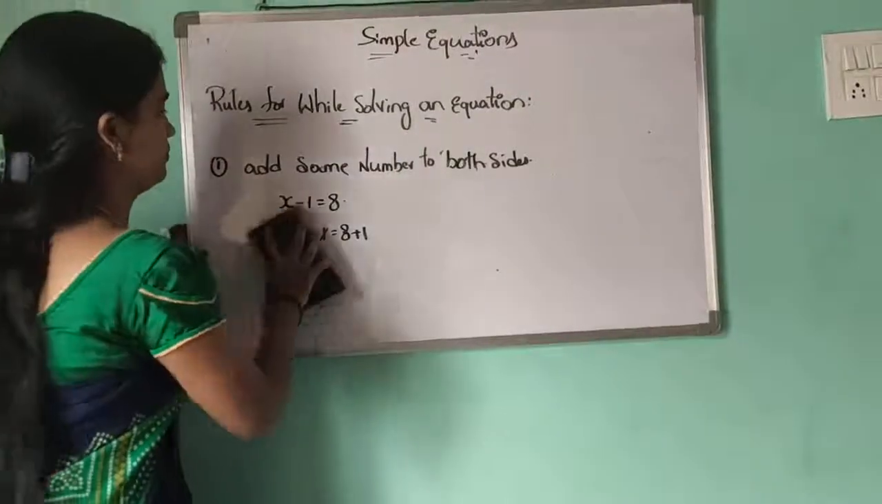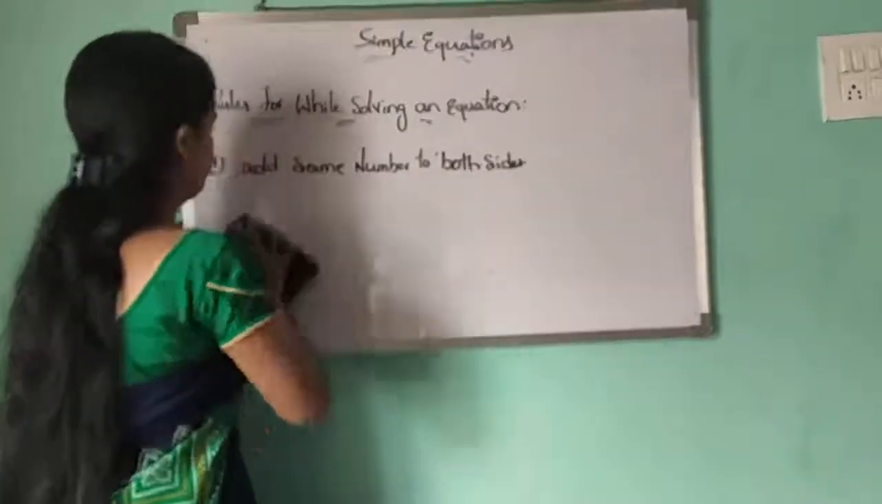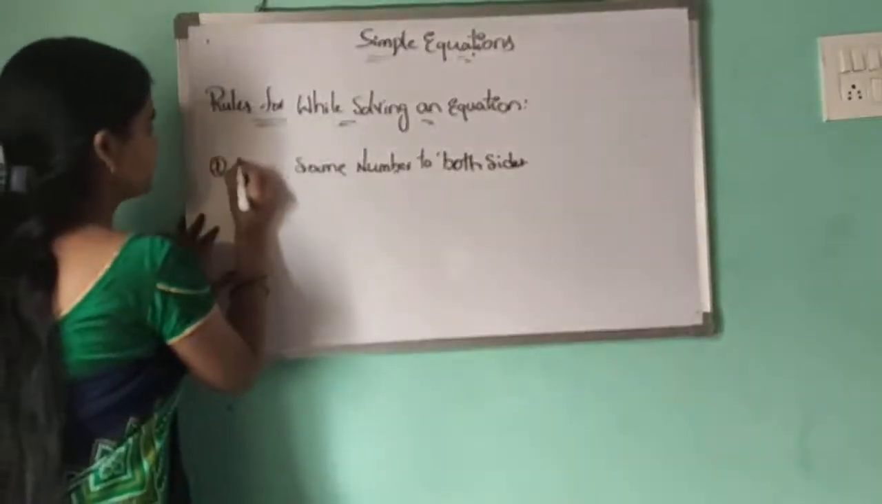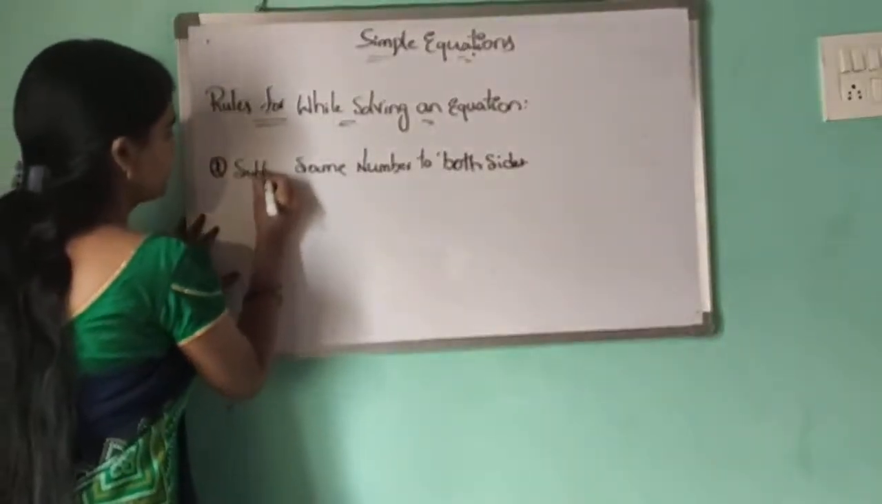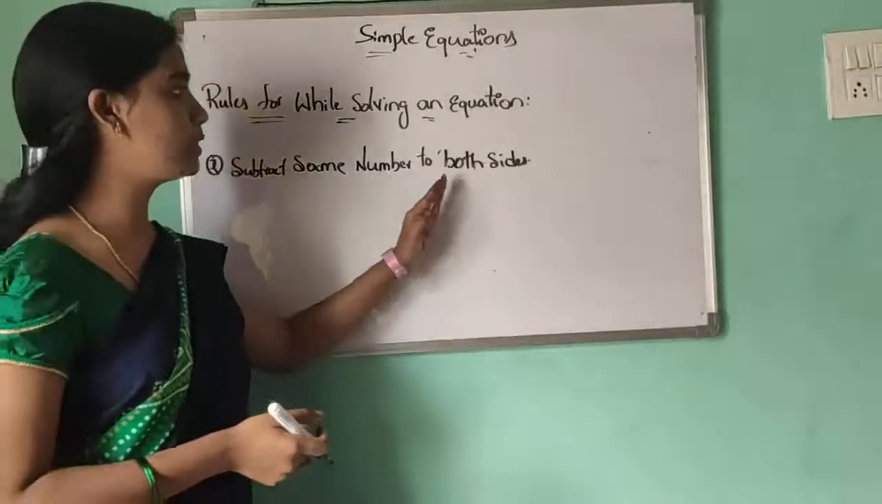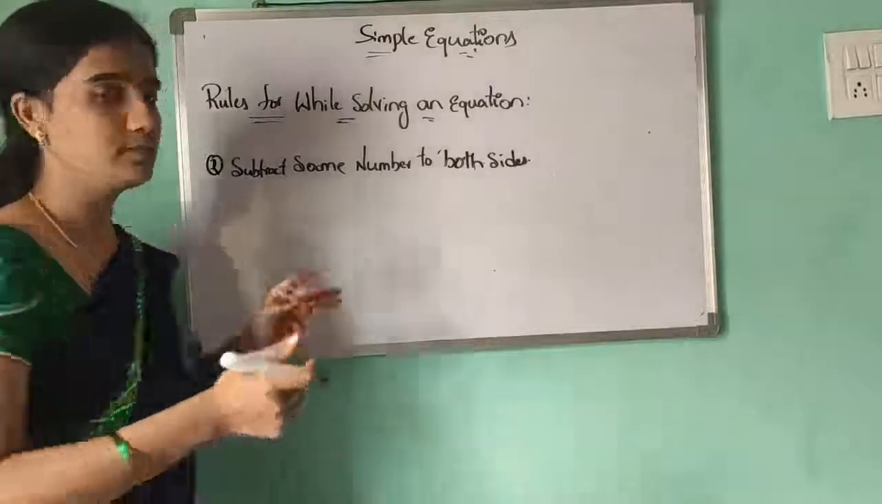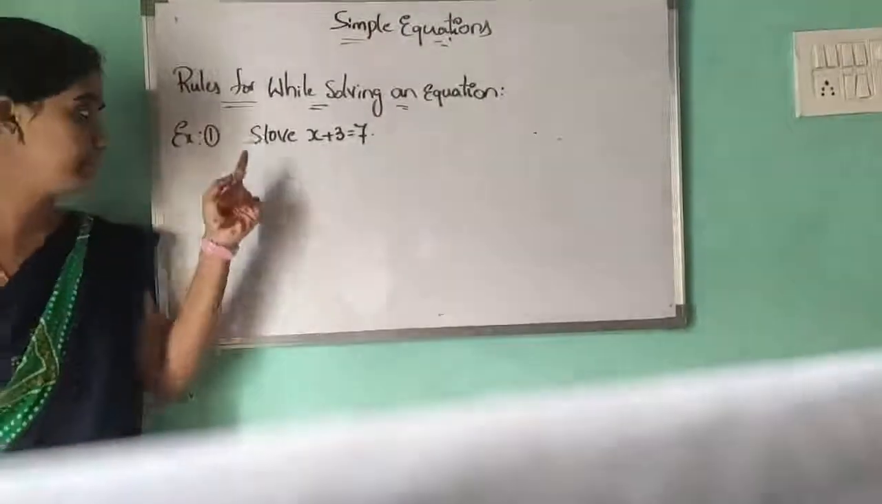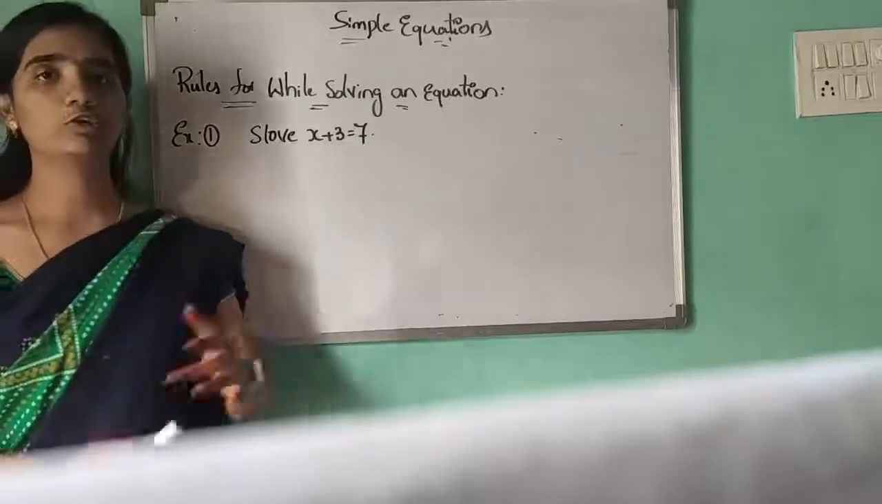Next one, second one: subtract the same number from both sides. It is also the same. First example, solve x plus 3 equal to 7.